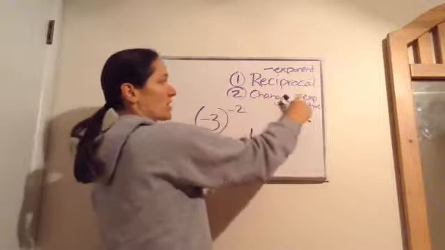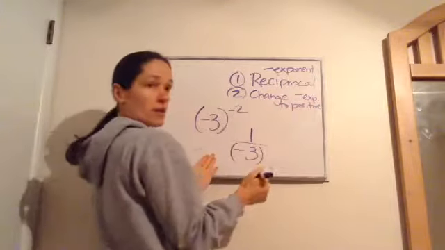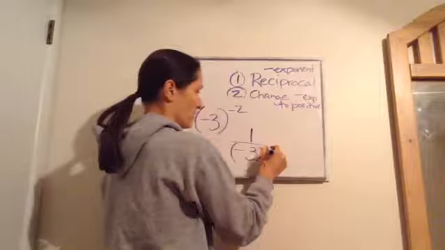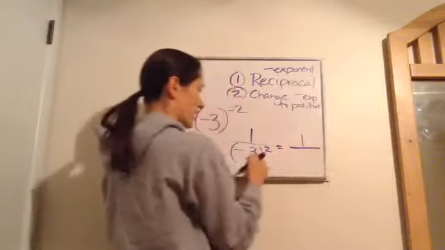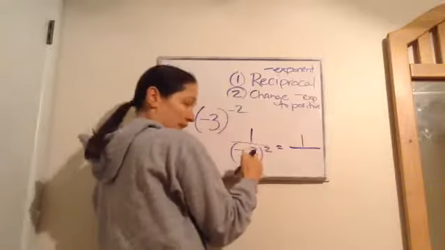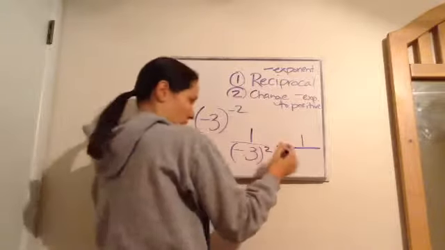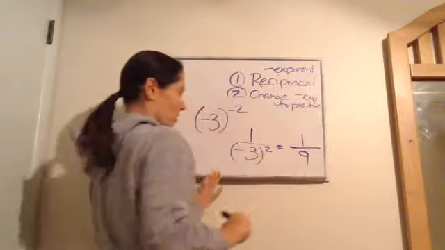Second step, change the negative exponent 2 to positive. Okay. Now, remember this? We get 1, and then negative 3 times negative 3 is positive 9. See how we did that? Okay, so you just got to take it step by step.